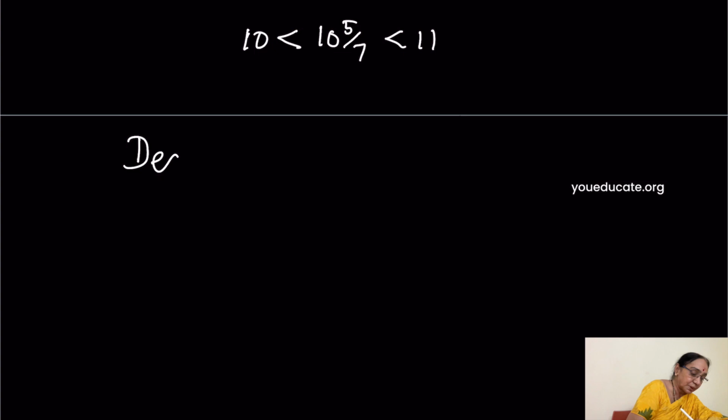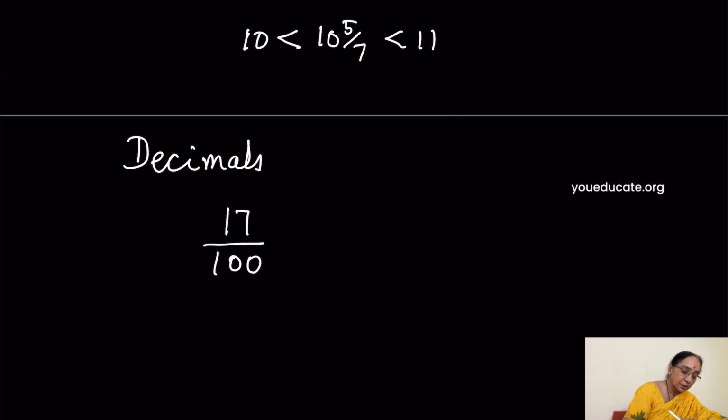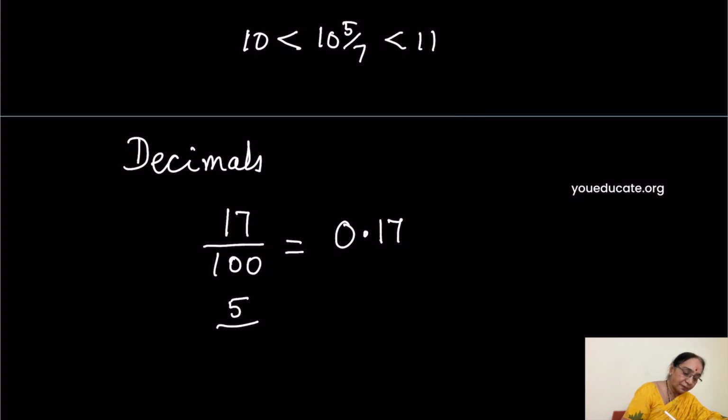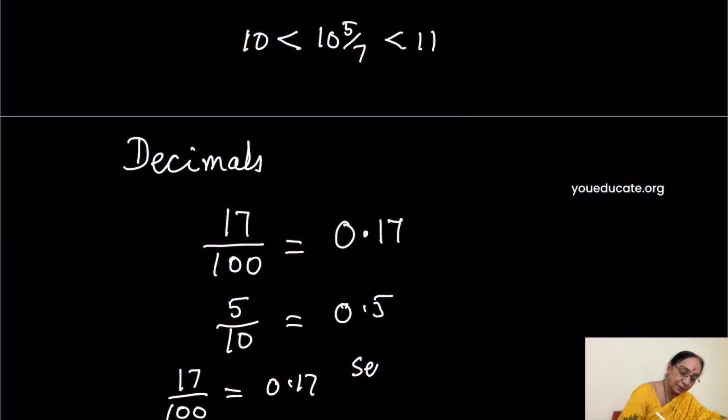Now moving on to decimals. Decimals are another representation of fractions. So if I have 17 by 100, this is written as 0.17. If I have 5 by 10, it is 0.5, 5 tenths. You read 17 by 100, which is written as 0.17, as 17 hundredths.